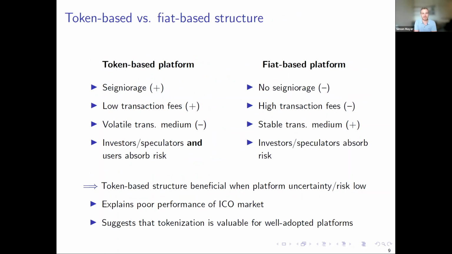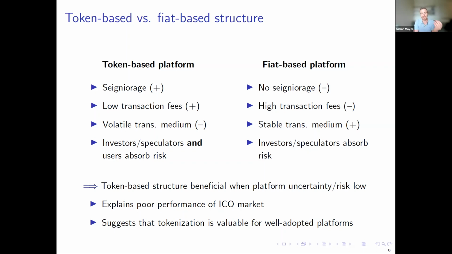I compared a token-based platform structure to other platform structures, namely to a fiat-based platform structure. In a token-based platform structure, the platform issues tokens which serve as a transaction medium on the platform. In other words, the platform earns seigniorage by issuing or minting digital coins. The fact that the platform earns seigniorage implies that the platform can even be profitable without charging high transaction fees. So a token-based platform can be profitable with low transaction fees. On the other hand, a token-based platform suffers from the volatility of its transaction medium, which curbs transactions. Under the token-based platform structure, investors or speculators, as well as users, absorb the platform-specific risk. And this relates to the previously discussed risk-sharing effect.